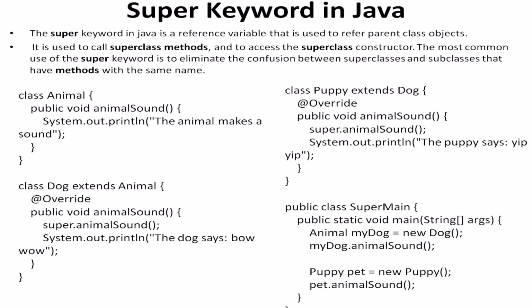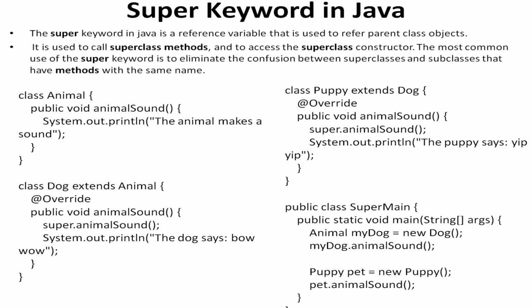Next, the super keyword in Java. Basically, the super keyword in Java is a reference variable that is used to refer to the parent class object. It is used to call superclass methods and to access the superclass constructor. The most common use of the super keyword is to eliminate the confusion between superclass and subclass that have methods with the same name.